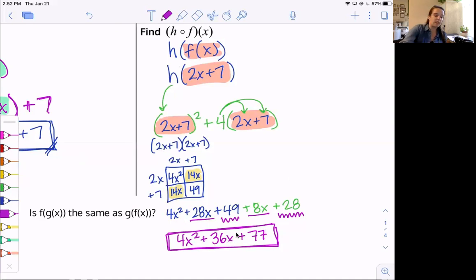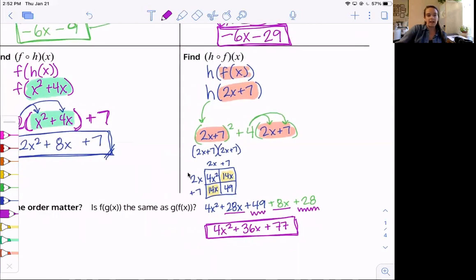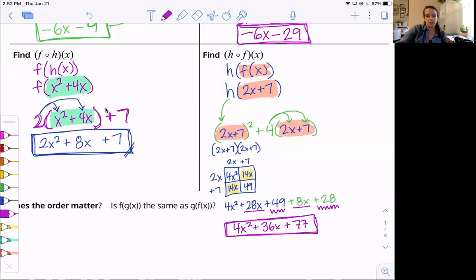But as we can see again, I did at first f of h and second h of f, and those gave me two answers. So does the order matter? Yes, the order matters. Is f of g of x the same as g of f? No, it's different. All right, so we want to be careful with that order.